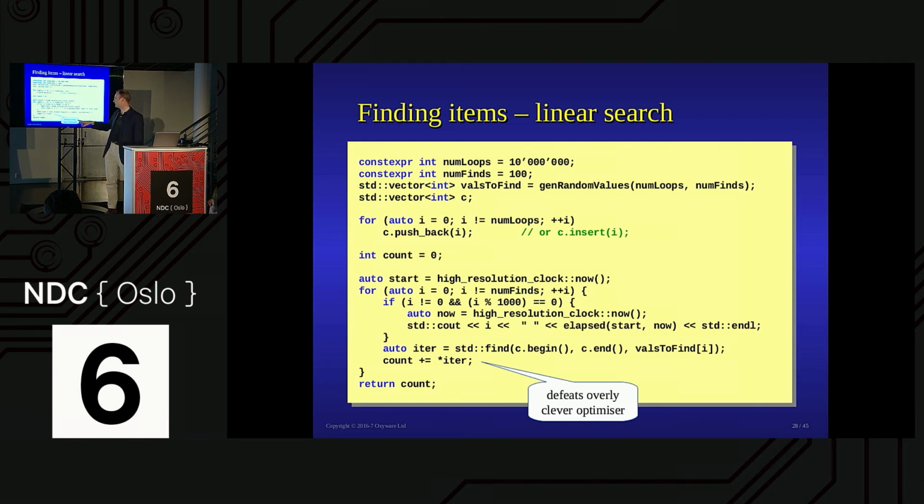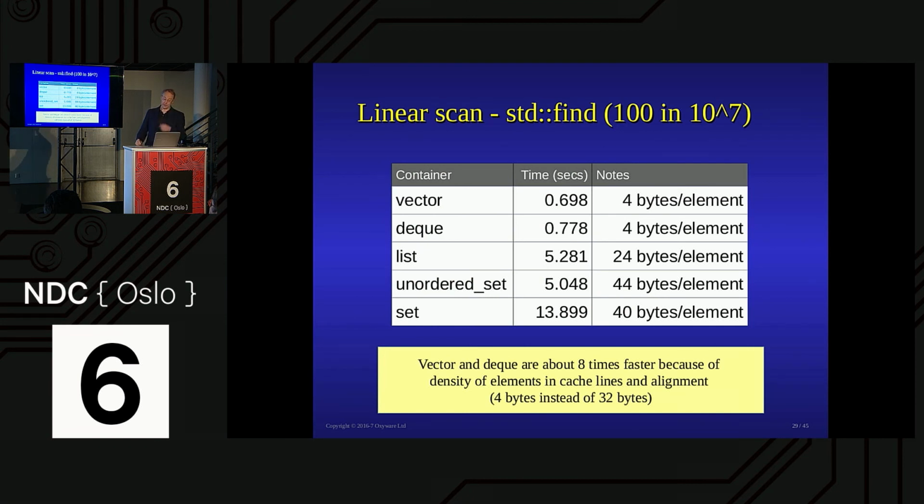Standard find. Don't let the optimizer eliminate this one here, because otherwise it just throws away the results of that. That's what that's for. The linear find works well on vector and deque. List is a relatively poor performer, for exactly the same reasons that Phil Nash mentioned. This is like pointer chasing. It also doesn't use the memory bandwidth very well because we've got 24 bytes per element rather than 4 bytes per element, so it's memory bandwidth limited. Unordered set is actually quite good on this one because internally it's a singly linked list. Set is not particularly good at all because it's got more pointers to traverse.